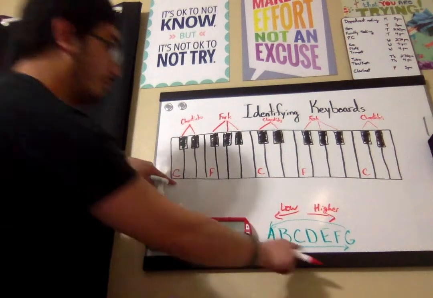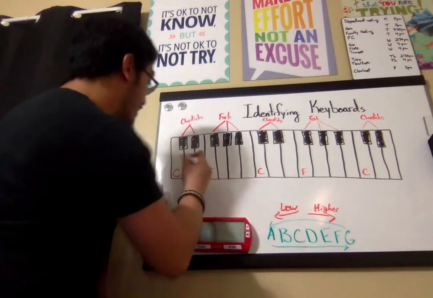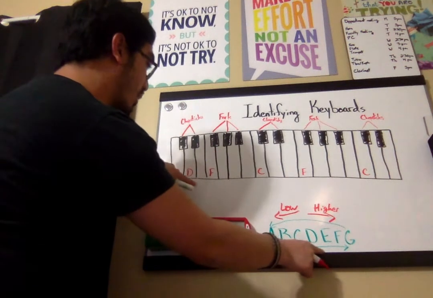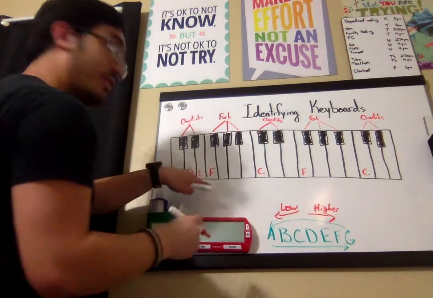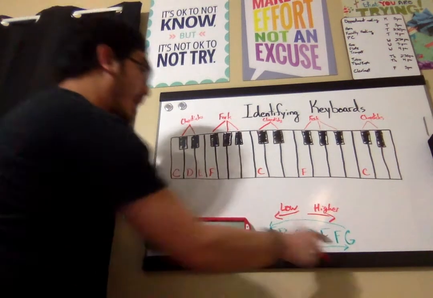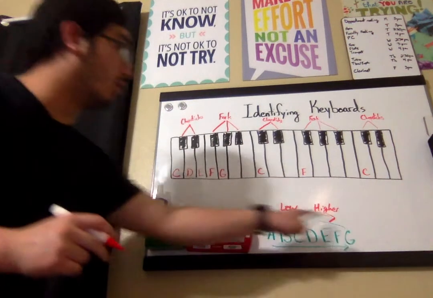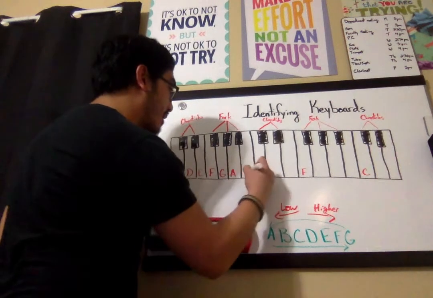This is C. If we go to the right, the next letter is D. Same thing. This is D. We go one letter to the right, and we get E. F is already labeled for us. After F, we get G. After G, you start all the way back over, right back at A. And we fill in the rest of the keyboard.